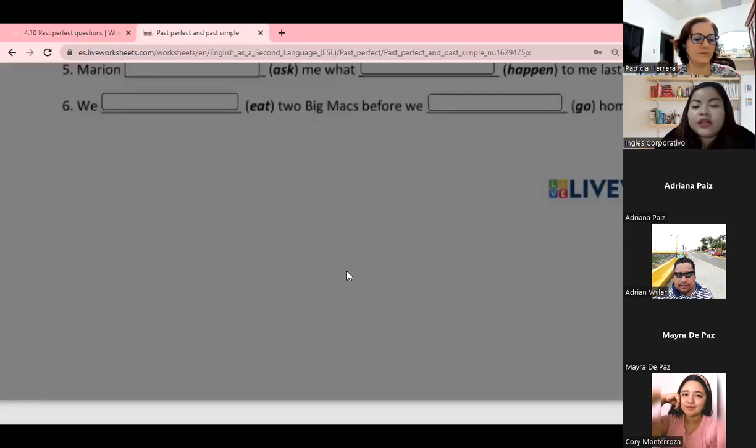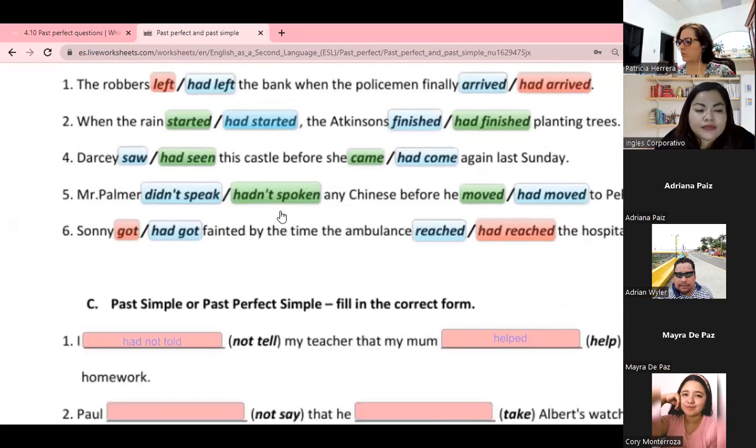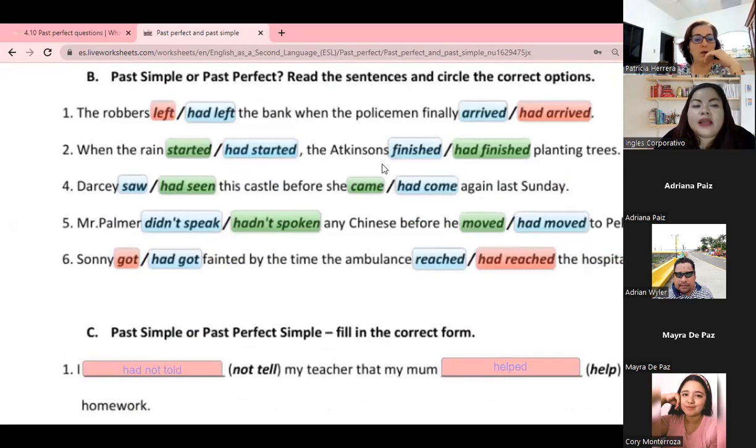You're welcome. We're gonna check here. Remember, it's just a matter of identifying the events, right? Let's look at the first one. It says the robbers had left the bank when the policeman finally arrived, right? So they left and then the police came. So since they left, that is the past perfect event. The last one with Sonny, right? Sonny had got fainting and then the ambulance came, right?